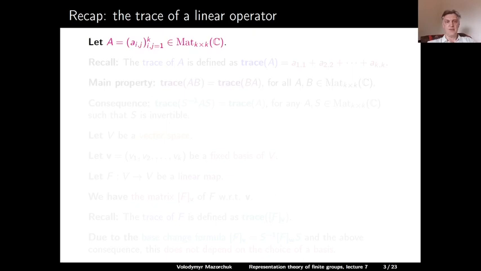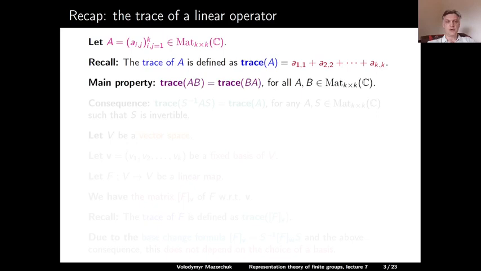Let A be a k times k matrix with complex coefficients. The trace of A is defined as the sum of the diagonal entries in the matrix A. And the main property of the trace is the fact that the trace of the product of two matrices does not depend on the order in which we take this product. So the trace of AB is equal to the trace of BA for any two k times k matrices A and B.